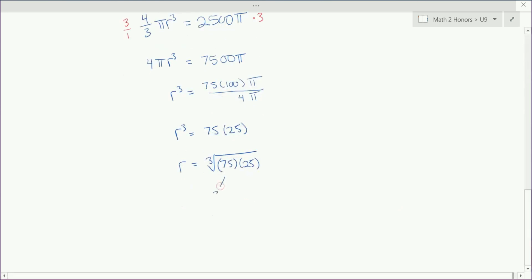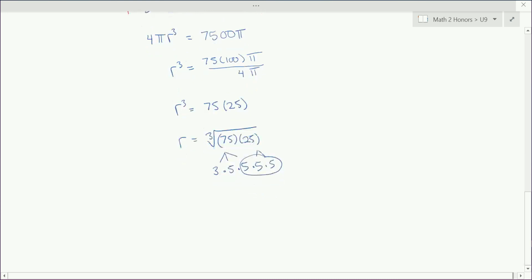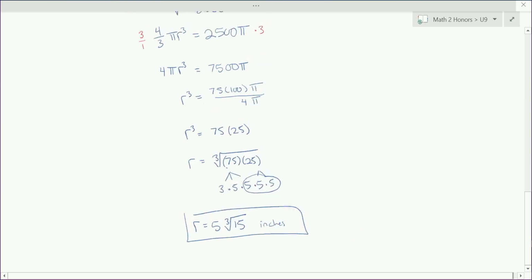75 is 3 times 25, and 25 is 5 times 5. So we end up with 3 times 5 times 5 times 5 times 5. And we're looking for sets of 3 things to get a perfect cube. And we can take the cube root of 5 times 5 times 5 and get 5. And we're left with the cube root of 15. And we're looking at inches here. So the radius is 5 cube root 15 inches.